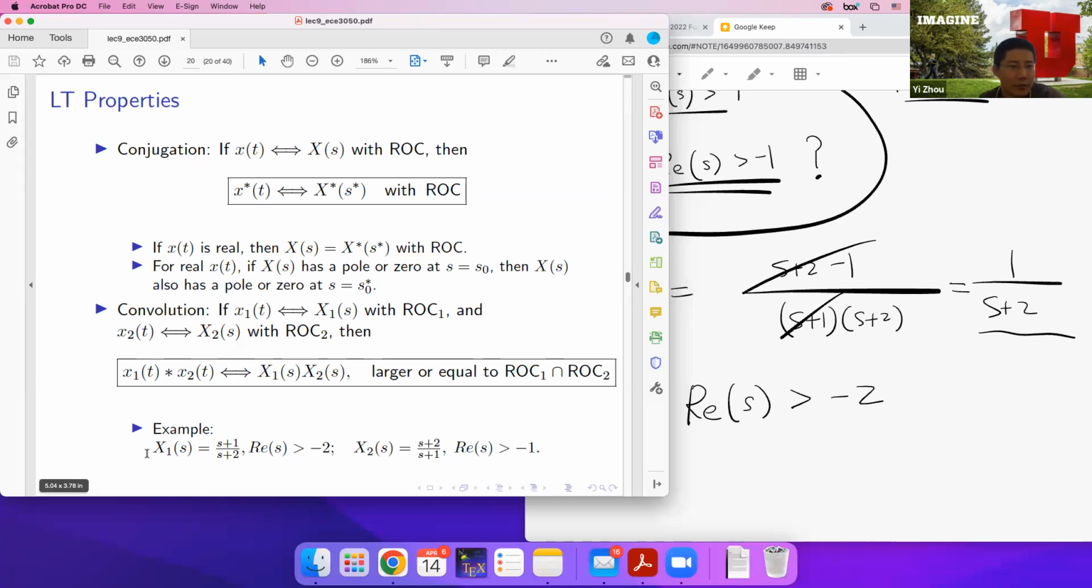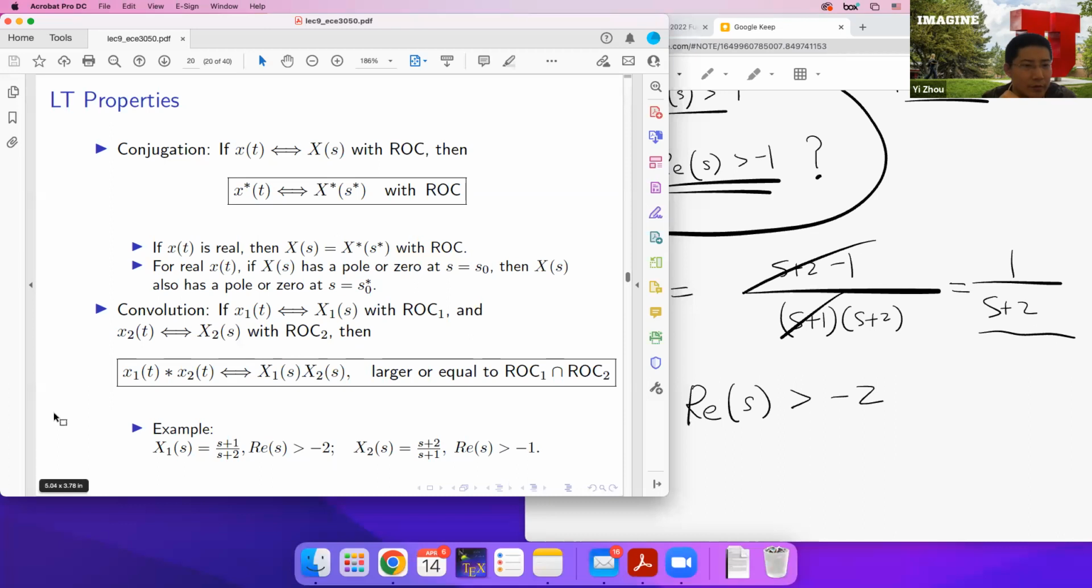Okay, a very good question: do zeros play a role in determining the ROC? The answer is no, because zeros make the Laplace transform zero, and zero is a convergent number, not infinity. So only the poles play a role in the region of convergence.